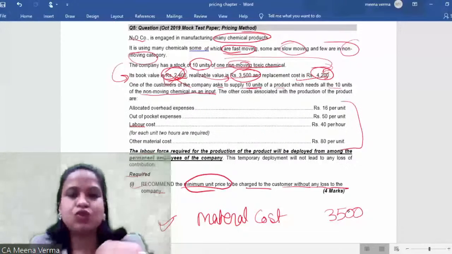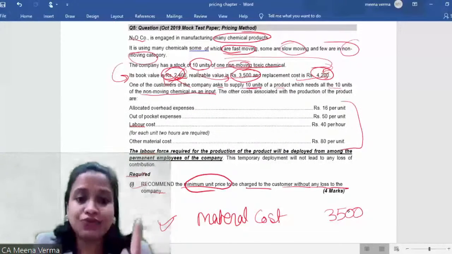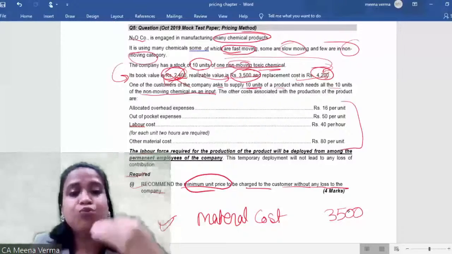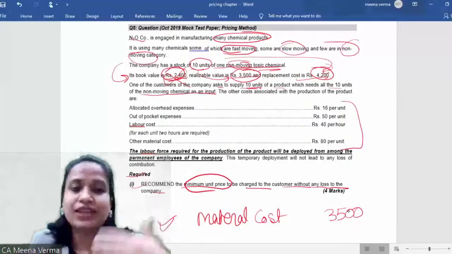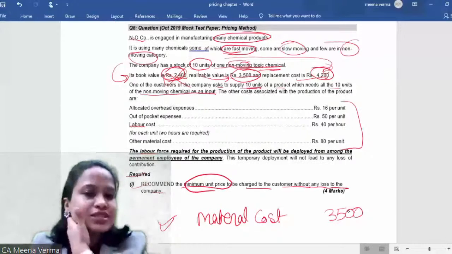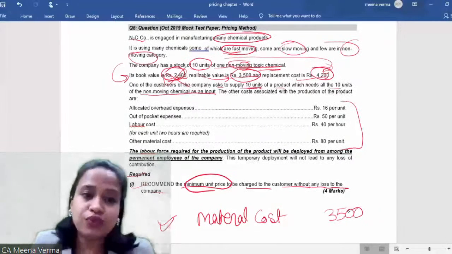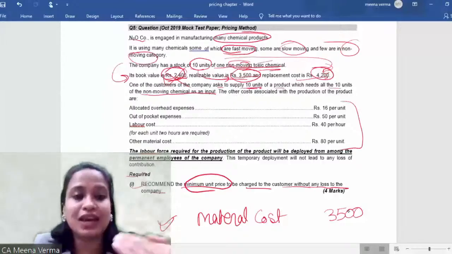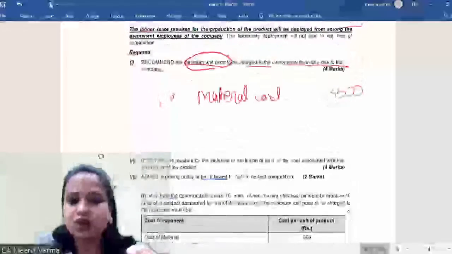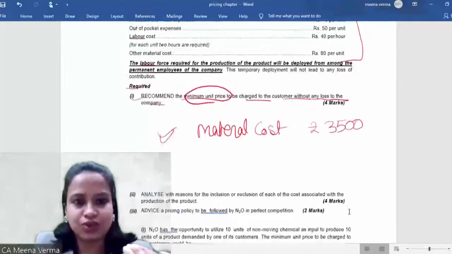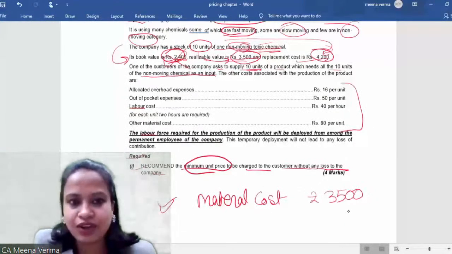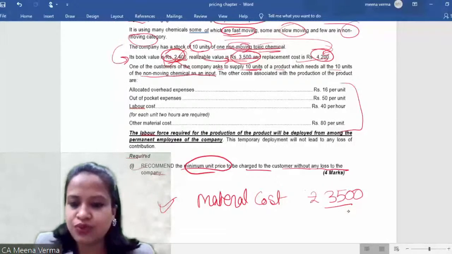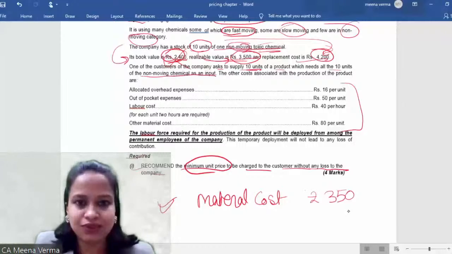And replacement cost, you can consider the replacement cost if the chemical is of moving nature. If the chemical is moving nature, it can be replaced and it can be used further. Since the chemical is non-moving toxic nature, you will take the realizable value for the product. You will take this 3500 value here, and 3500 divided by 10 units. In this way you can find the cost per unit as 350.